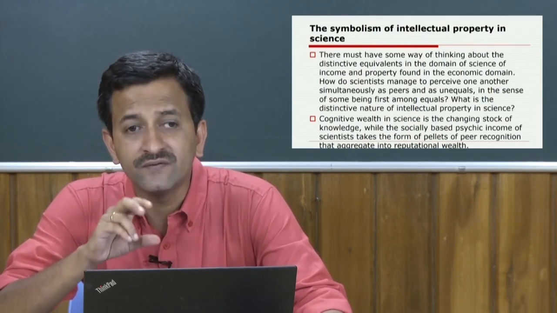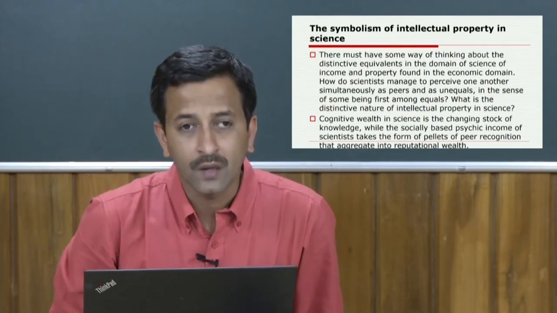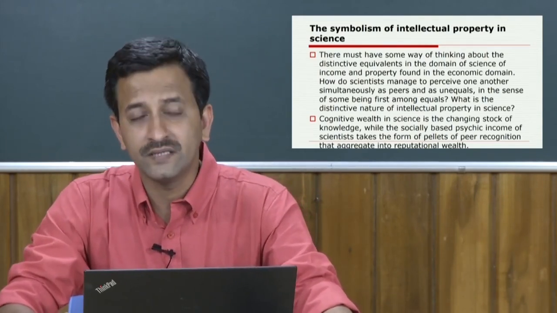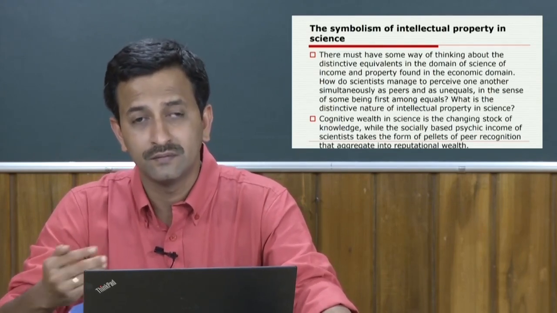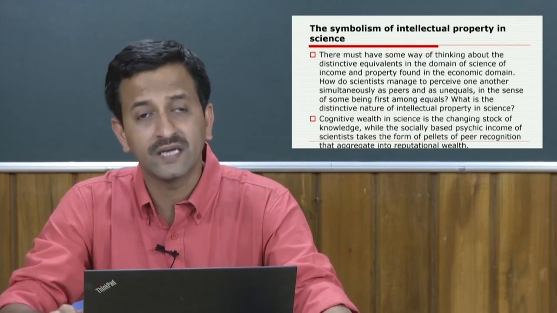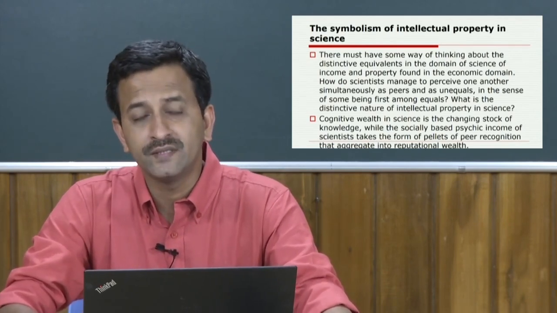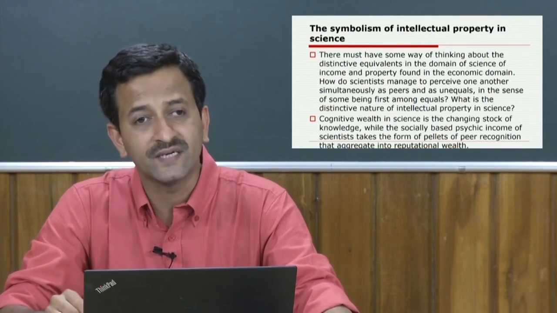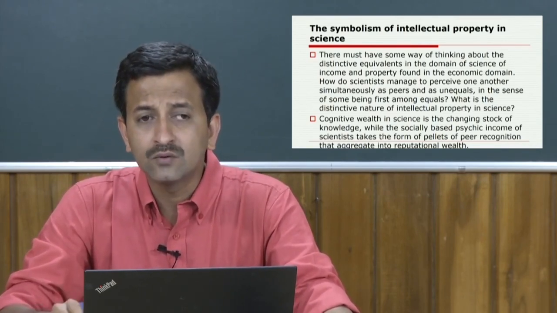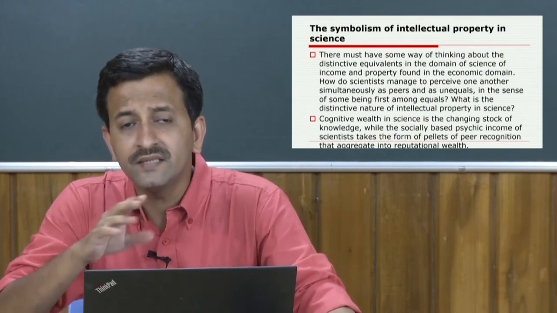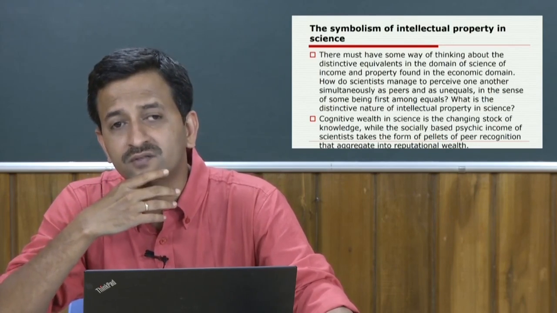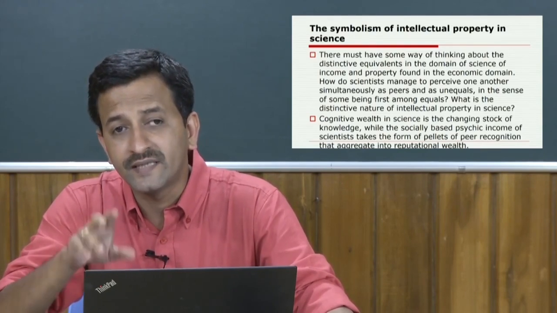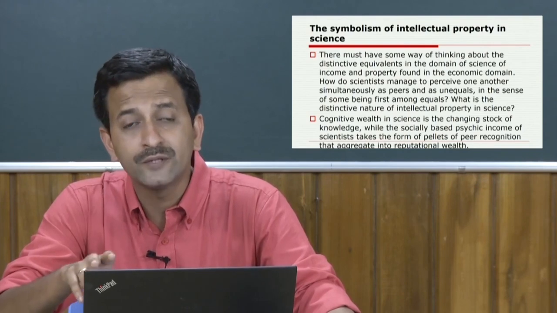What is the distinctive nature of such intellectual property in science? Intellectual property in science is also historically conditioned. In the last module, towards the end of our entire course, we will discuss the intellectual property rights regime in the world as well as in the context of India. But in its generality, I'm talking about intellectual property in science in the context of ownership over scientific knowledge, restriction of scientific and technological developments for public use, and so on.